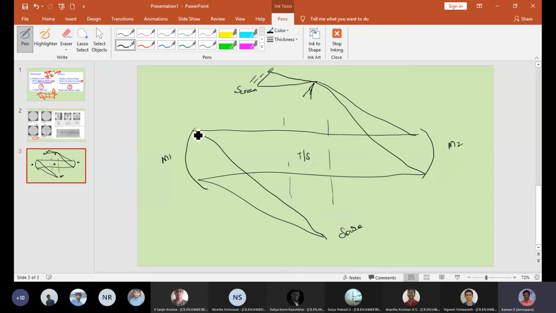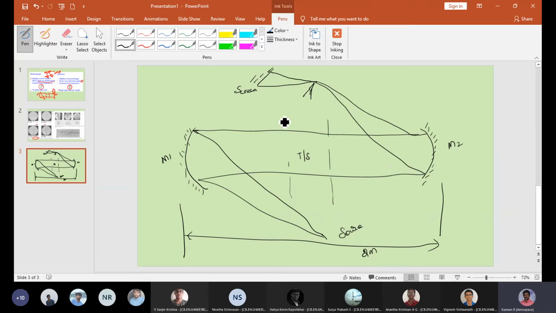Now in the case of mirror 1 and mirror 2, the overall length should be something close to 2 meters. The length from mirror to mirror should be 2 meters.